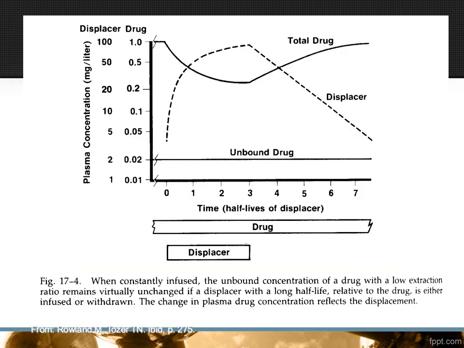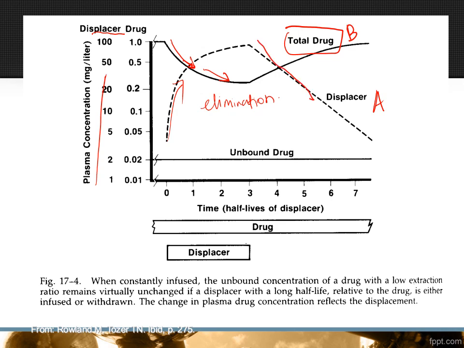So this can be shown in this graph of plasma concentration of the drug displacer, or the total drug that is given, for example phenytoin in the example just now. When the displacer increases in concentration, you will find the total drug decreases. Let's say the displacer is drug A and the total drug is drug B. When the displacer A increases, the total B decreases because of higher elimination of B. When the displacer is reduced in concentration, B comes back to its normal concentration, and in this case the unbound drug was noted to be almost constant.